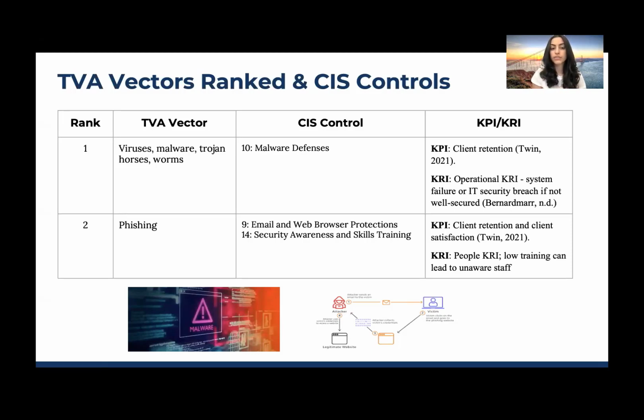The second is phishing. CIS controls fall under 9 and 14, which is email and web browser protections and security awareness and skills training. KPI is client retention and client satisfaction. Keeping staff aware of phishing attempts and being able to avoid and prevent them will retain clients and keep them happy. The KRI of phishing is people KRI, so low training can lead to unaware staff.